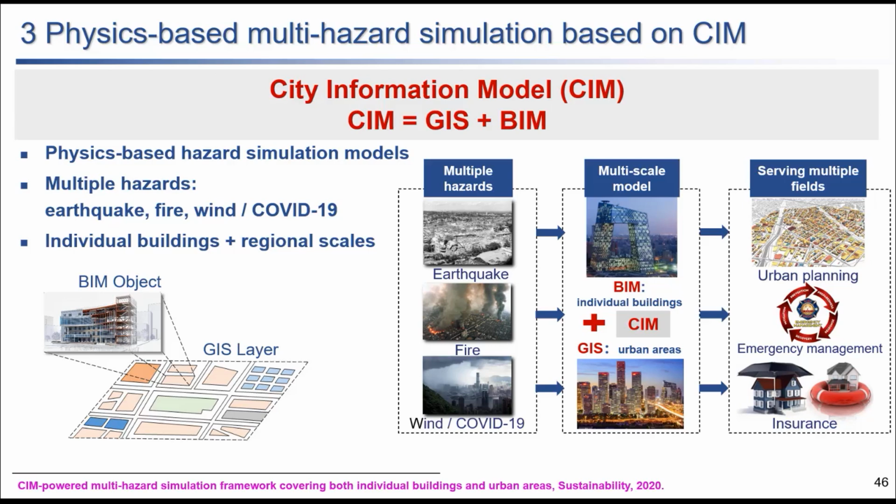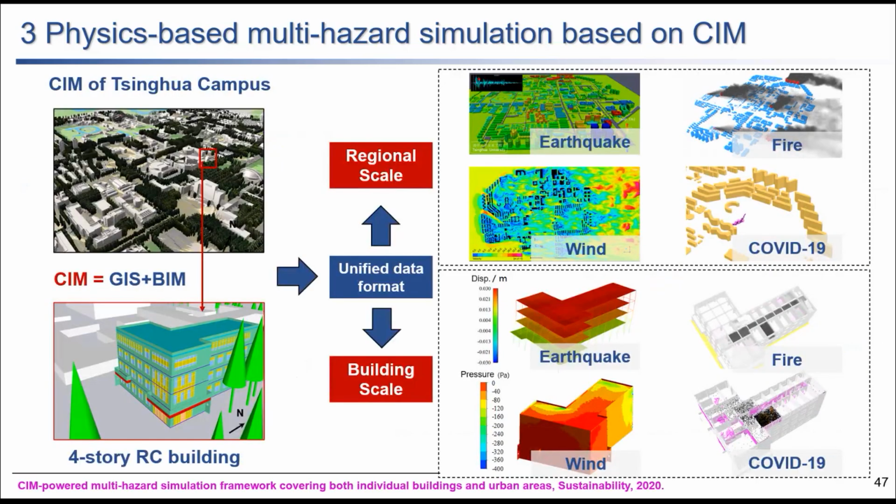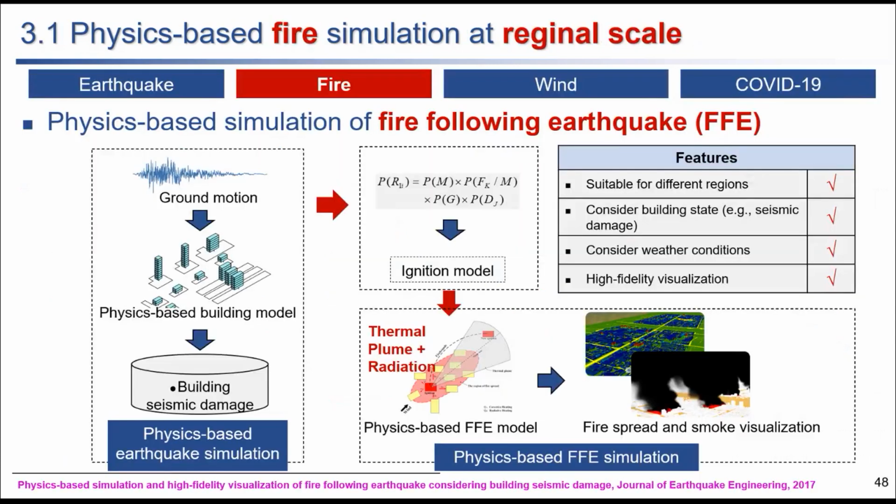Firstly, we began with our Tsinghua University campus. We set up the city information model for the entire campus, and also the building information model for some very special buildings. And then we have a unified data format. So no matter whether you worry about the regional scale or building scale, or what kind of disaster you are worried about, earthquake, fire, wind, or COVID, you can still use this numerical model to do simulation and management.